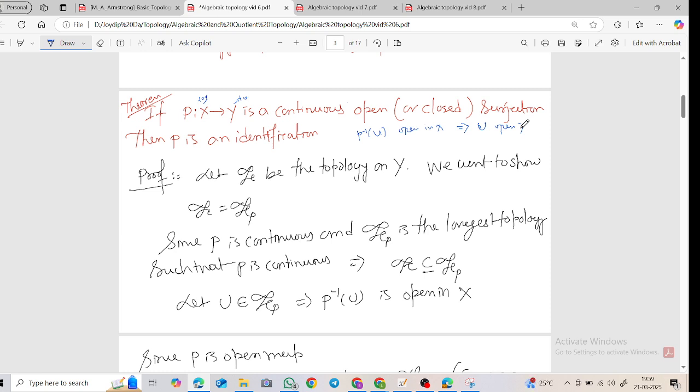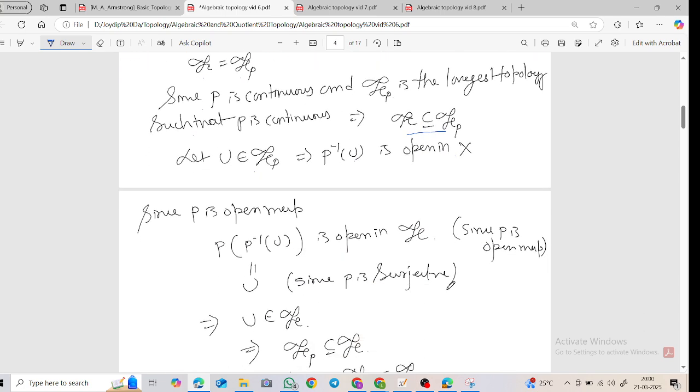But what about the opposite? Only the converse assures that P is indeed an identification map and not just a continuous map. So suppose script F is a topology on Y, we want to show script F is script F_P. Since P is continuous and script F_P is the largest topology on Y such that P is continuous by definition, F is contained in F_P, right? Now suppose U is in F_P. So from the larger topology, you are picking up an open set U. So P inverse U is open in X, right? By definition.